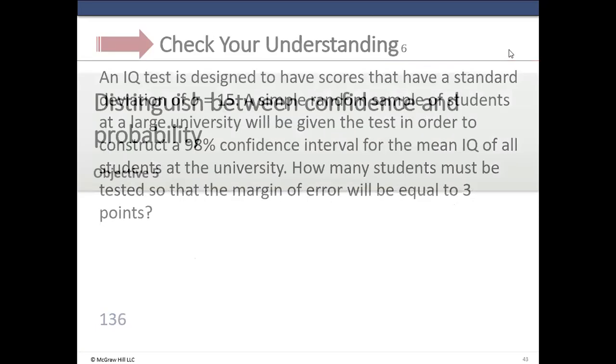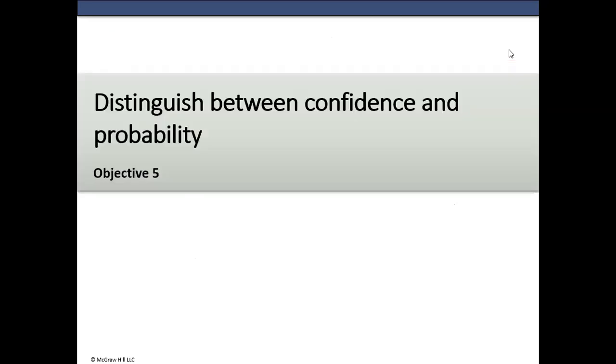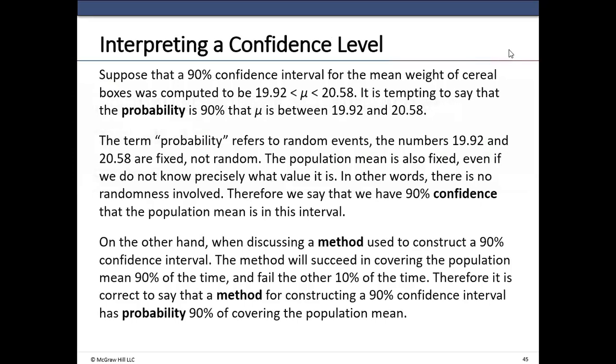And I'll do this again. Distinguish between confidence and probability. So what this is basically saying is that with 90% confidence, we can state that the actual population mean is between 19.92 and 20.58, because confidence level measures the success rate of the method that we have used to measure the interval. It is not that there is a 90% probability that the population mean will fall between 19.92 and 20.58. Okay.